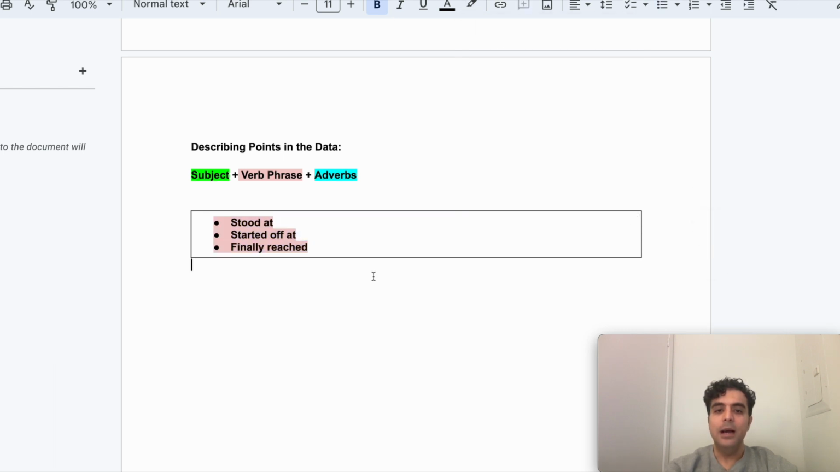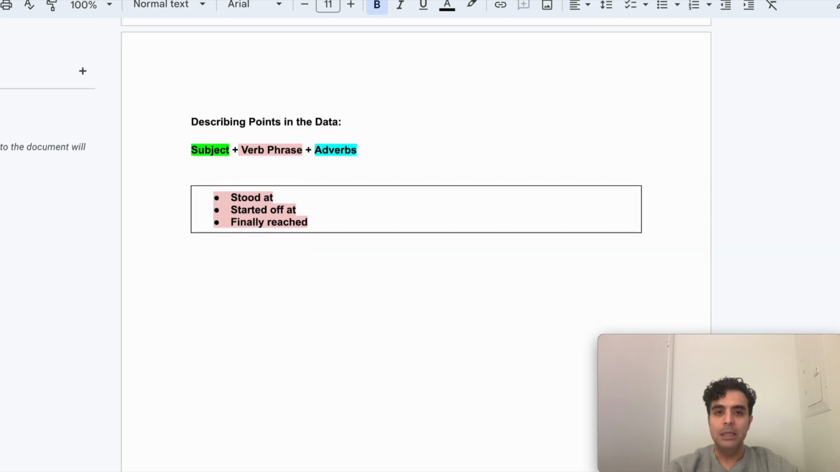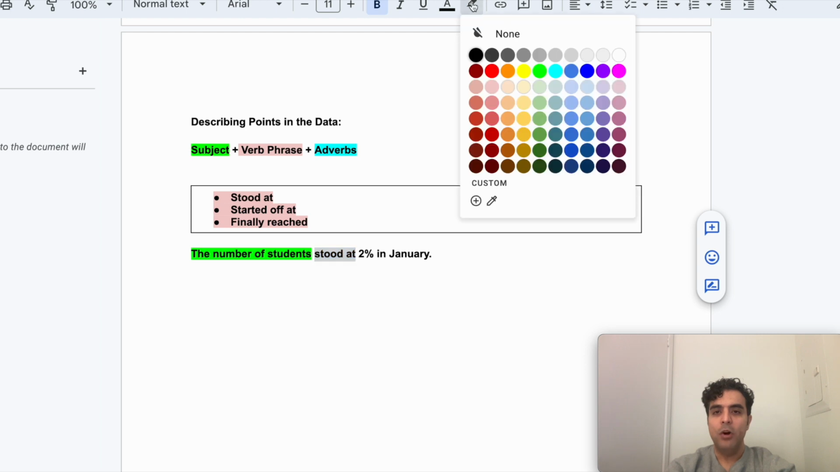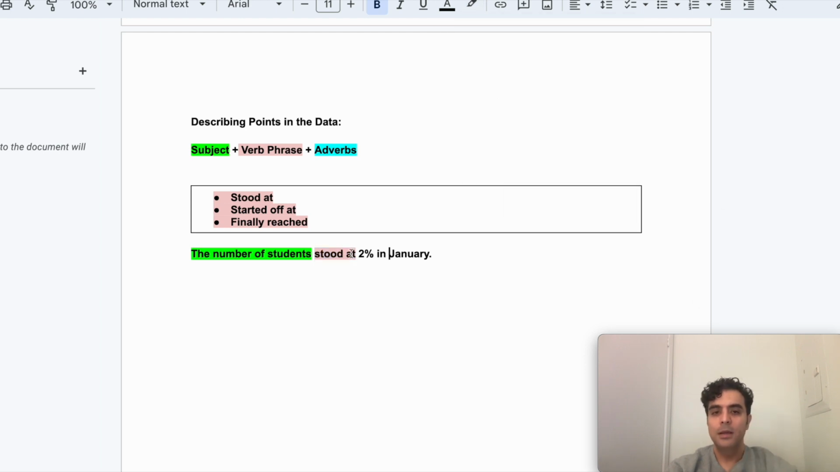Let's see how we can use this structure to form a complete sentence. So for example, I'm going to say the number of students stood at, and then I'm going to mention the amount, right? So let's say 2%. And then I'm going to mention the beginning of the period, or in the middle. So I'm just going to say in January. Let's color code. The number of students is going to be my subject. Stood at, that's my verb phrase indicating the point. And then 2% in January will be my adverb.